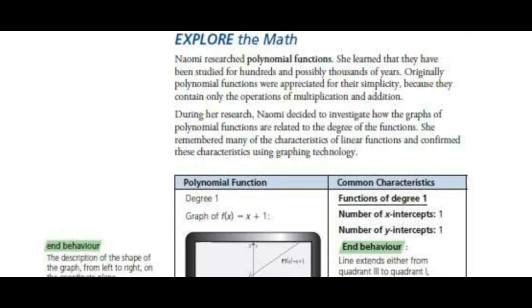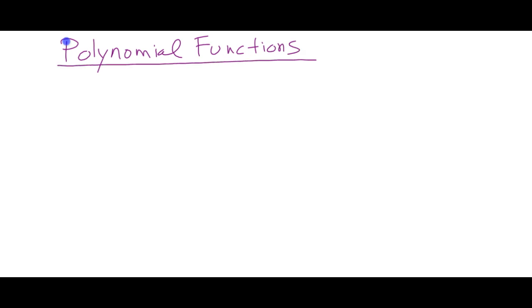So Naomi researched polynomial functions. She's learned they've been used for hundreds or thousands of years, appreciated for their simplicity. They only contain the operations of multiplication and addition. So we're going to look at some specific polynomial functions. So let's start with a constant function, and it's of the form y equals k, where k is some constant.